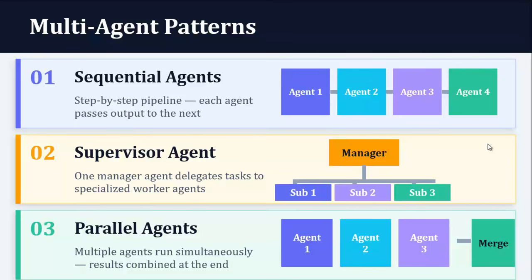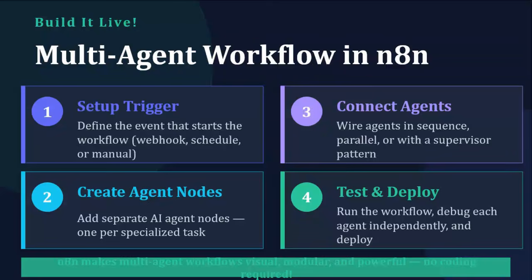Now let's understand the second pattern, which is the supervisor agent. Here, one main agent acts like a manager or supervisor and delegates tasks to other specialized agents. This is our supervisor agent or supervisor pattern. Now let's discuss our third pattern, parallel agents. In this approach, multiple agents work simultaneously and their outputs are combined later. So we are going to implement these three multi-agent patterns, sequential agents, supervisor agent, and parallel agents using n8n. So let's jump to n8n.